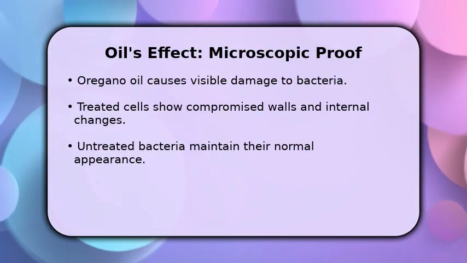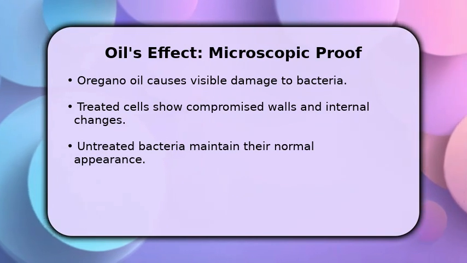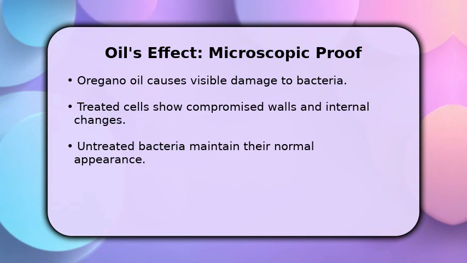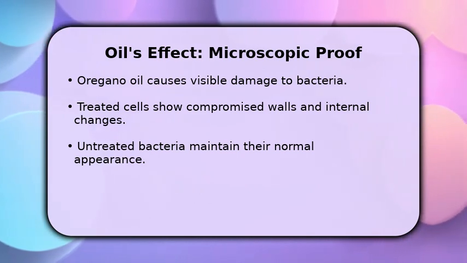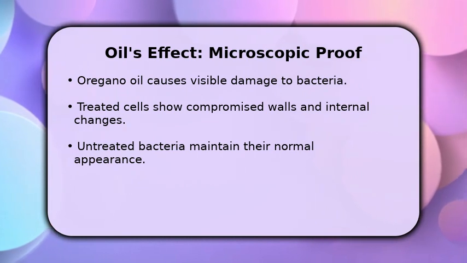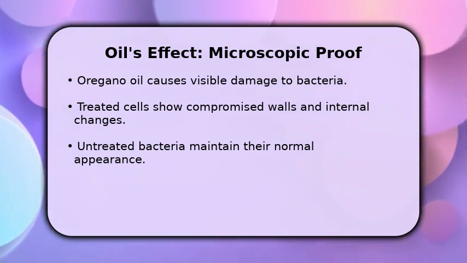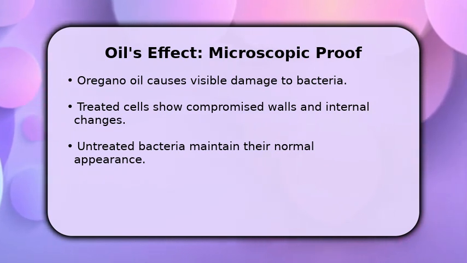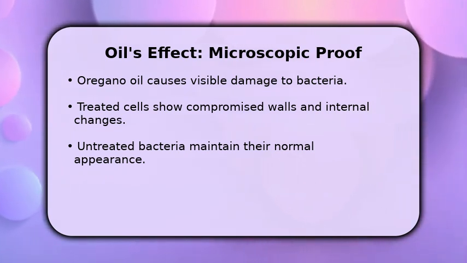When we compare bacteria treated with oregano oil to untreated samples under the microscope, the differences are striking. Treated bacteria often show clear signs of cellular damage, including compromised cell walls and altered internal structures. In contrast, untreated bacteria maintain their healthy, intact forms. This direct visual evidence powerfully illustrates oregano oil's potent antibacterial effects at a cellular level.